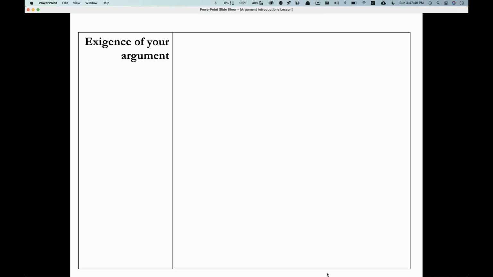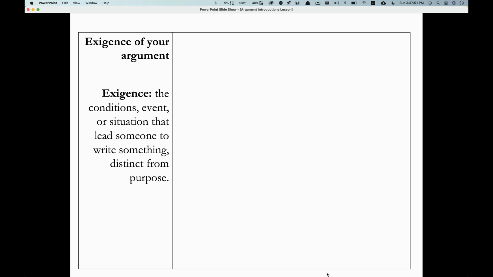We're now going to talk about exigence. So remember, this is review from our coverage of rhetorical situation first semester. The exigence of a text is the conditions, event, or situation that leads a person to write something, which is distinct from purpose. You could think about a machine, a widget. This widget takes inputs and outputs, right? The widget is the text. The exigence is the situation that goes in, and the purpose is the thing that comes out on the other side. So exigence is the situation that exists before the argument, and the purpose is the objective of the argument that is hopefully achieved by its end.